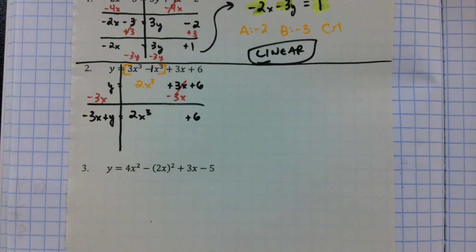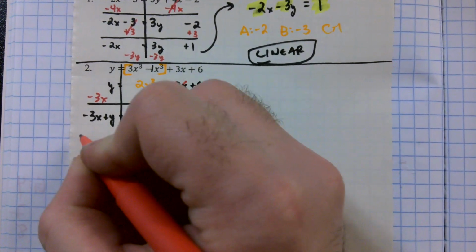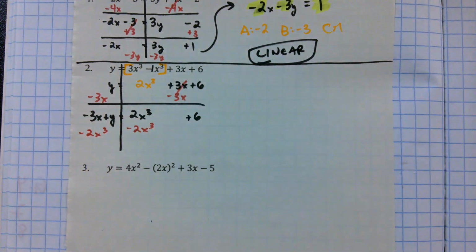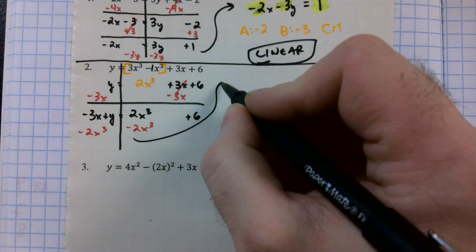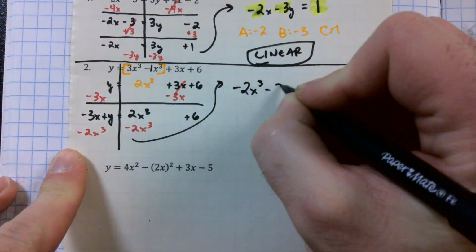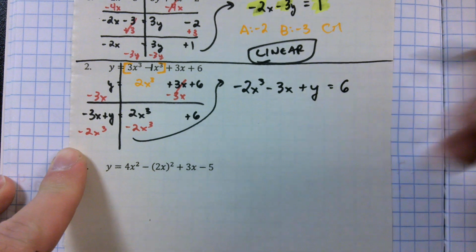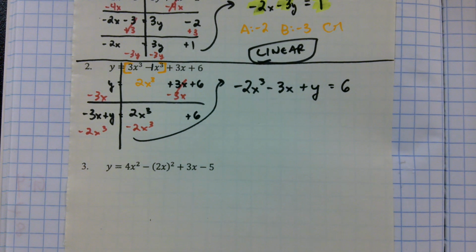How can I get that 6 all by itself? Minus 6 from both sides. Minus 2x cubed from both sides. Okay, I'm going to rewrite this over here: negative 2x cubed minus 3x plus y equals 6. So that's the answer. A, B, C, D.